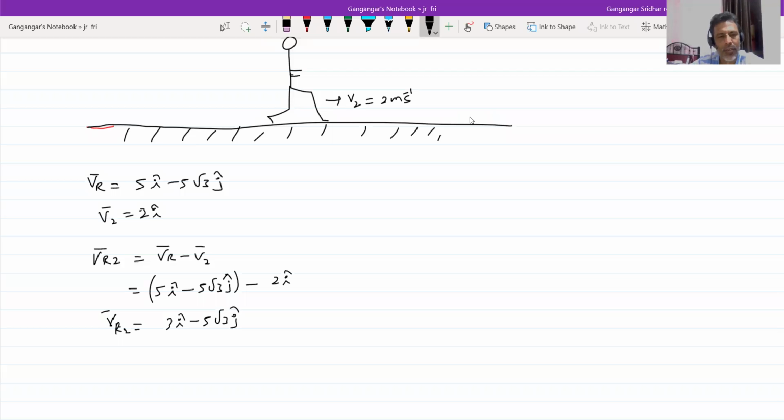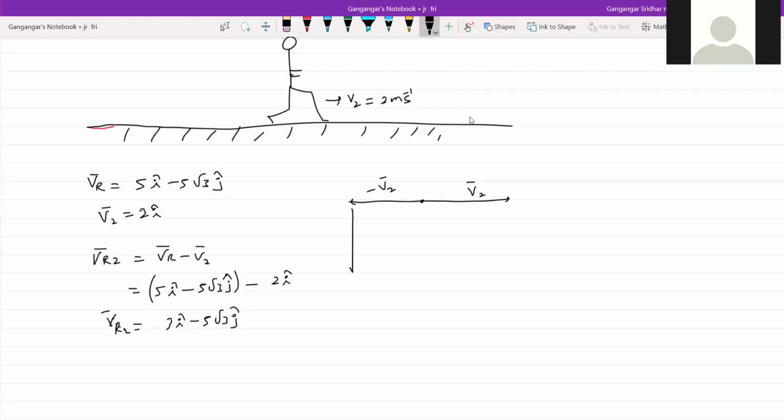It comes in the fourth quadrant. So how should we hold the umbrella? We should hold the umbrella back, no? Okay, we'll calculate that angle also. So here V2 bar, minus V2 bar will come like this. This is what VR bar.